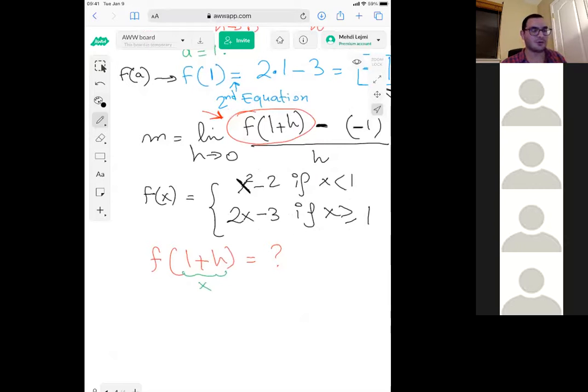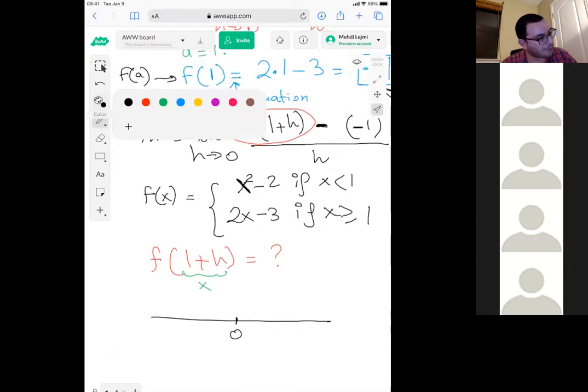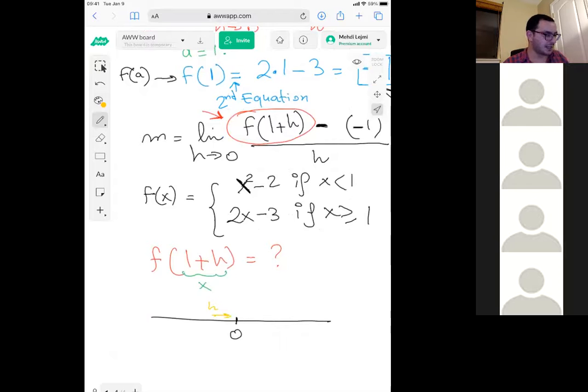No. When you say h goes to 0, it's never equal to 0. It means it's very close to 0, but it's never equal to 0. So here's 0. If h approaches 0 from the left, then h is negative, right? So if h is negative, is 1 plus h larger or less than 1? If h is negative, it's less.